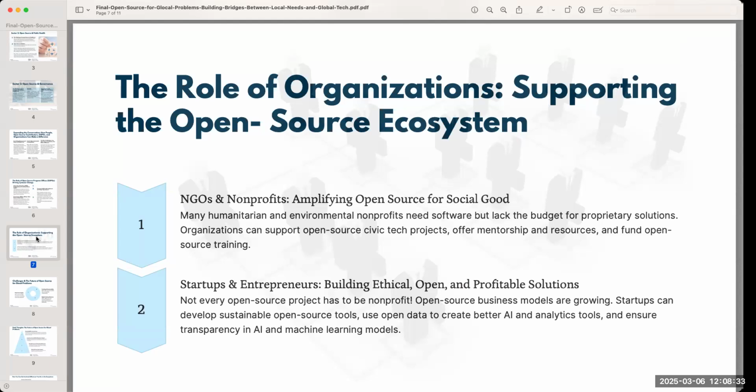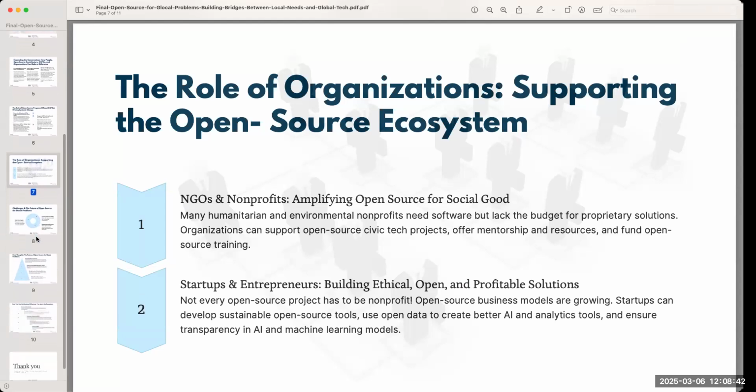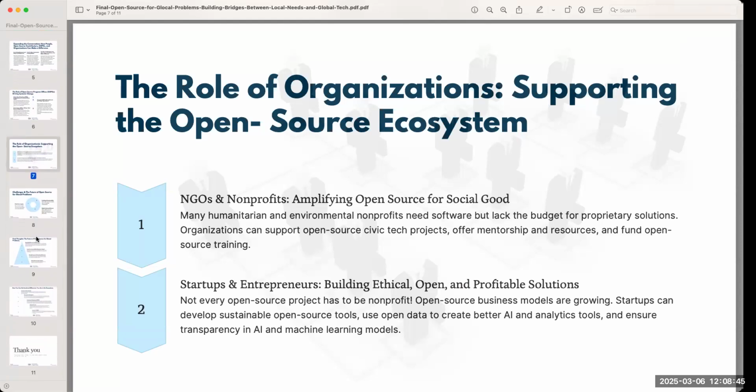The third thing I'd like to say is the role of organizations, NGOs and nonprofits in amplifying open source for social good. Many humanitarian and nonprofit organizations need software but lack the budget for proprietary solutions. So organizations can support open source civic tech projects, ensuring tools for transparency. They can offer mentorship and resources. They can also fund open source training in underserved regions so that they can help more people become contributors.